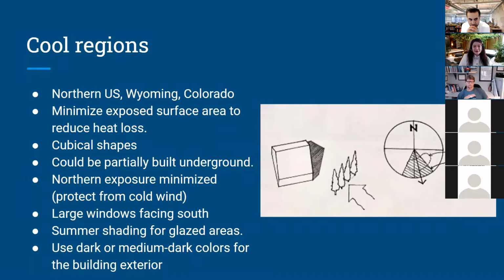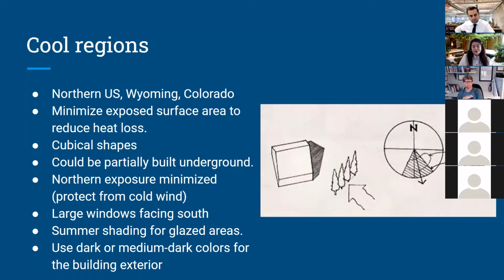So for cool regions, it's always best to minimize exposed surface area of the building. And this is to reduce the heat loss. So what is exposed area? That means smaller and taller buildings work better than longer buildings. This is because the smaller buildings keep the heat. They tend to not lose the heat that easily. So cubical shapes are better. They could be partially built underground because when you do this, you're protecting from the winter wind. Northern exposure should be minimized because this is where usually the cold wind comes from.